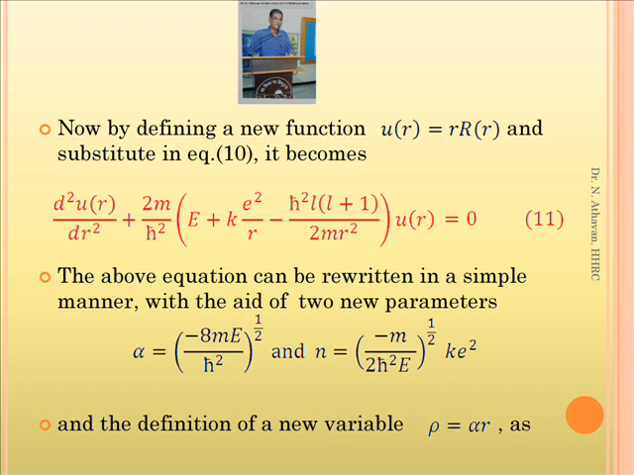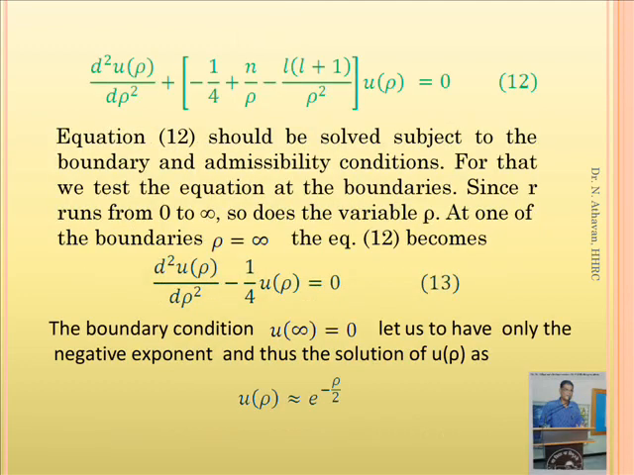For this, we define a new function u(r), which is equal to r times R(r), and alpha, which is equal to the square root of -8mE/ħ^2, and n, which is equal to the square root of -m/(2ħ^2 E) times k e^2. Also, we define a new variable rho, which is equal to alpha times r. So we are going to transform the r equation into the rho equation with the function u. After substituting these in equations 10 and 11, we get the equation given in 12.